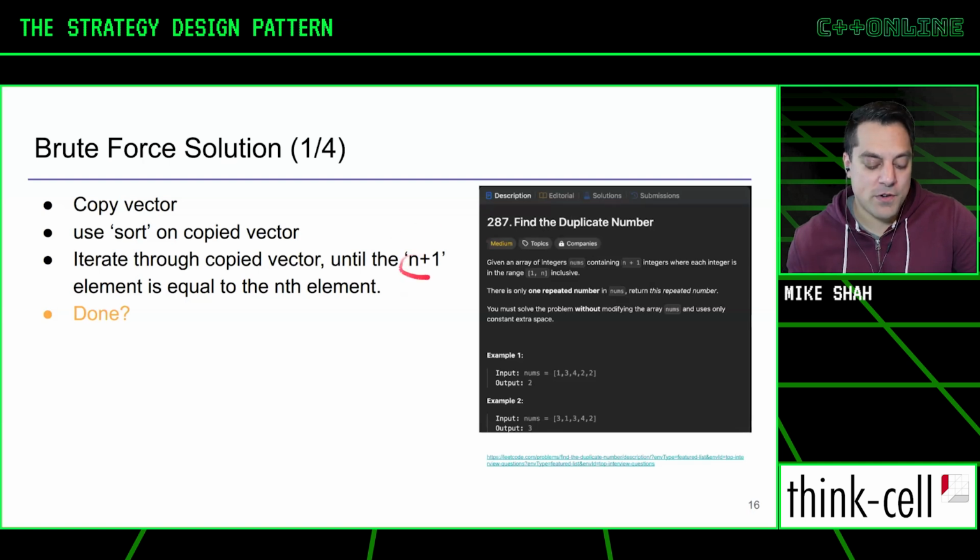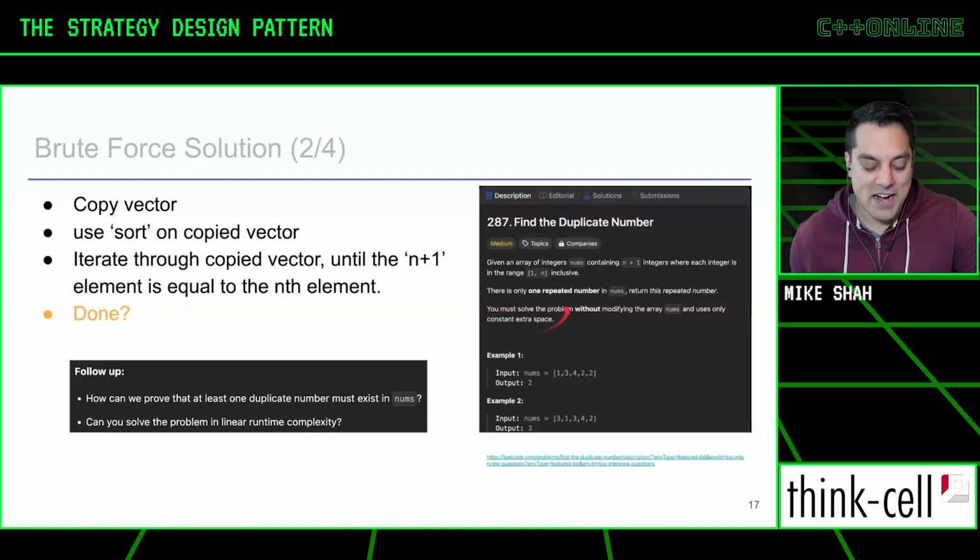So as we're iterating through all n elements, the n plus 1th element will be equal to the nth element, right? If we're sort of checking who our neighbor is. Okay, so that would be one sort of brute force way to find this duplicate number here. Okay, so I think that's reasonable. Are we done? Probably not, right?